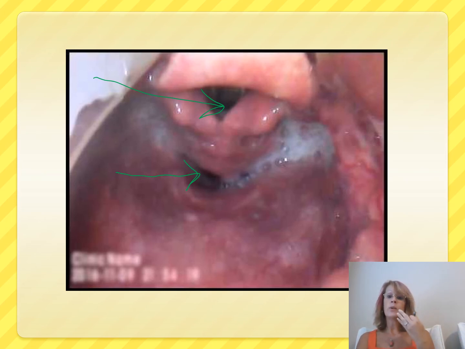So this is what it would look like if you could see the very back of your pharynx, if you could see the back of your throat. Now, they're not open at the same time. This one has been forced open for this picture. And so usually the glottis, the one on top, is open so we can breathe, and the gullet is closed. That's the one on the bottom. But when you swallow, they have to switch.